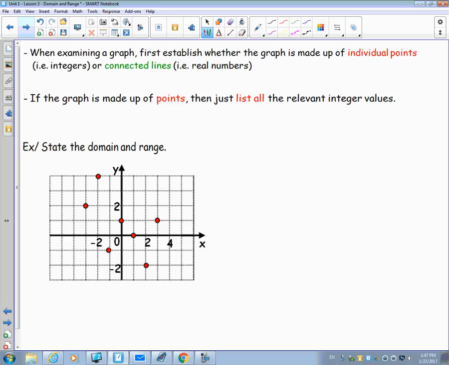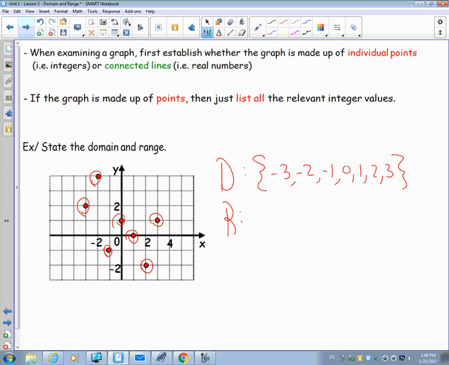This is a graph. This graph is made up of points. If it's made up of specific points, I can simply make a list for my domain and my range. So my domain, my x's, I'm going to find the smallest one first. The smallest one is going to be the furthest to the left. So the furthest to the left would be this one. It's got a value of -3. The next furthest to the left would be this one at -2. I've got one at -1. I've got one at 0. I've got one at 1, one at 2, and one at 3. So making a list of all those things.